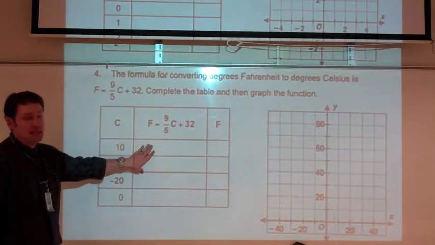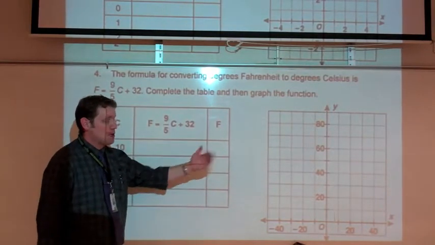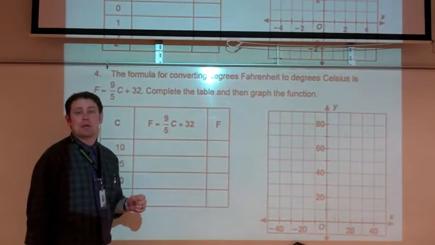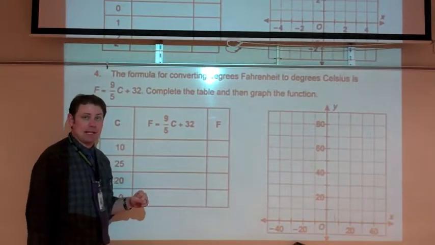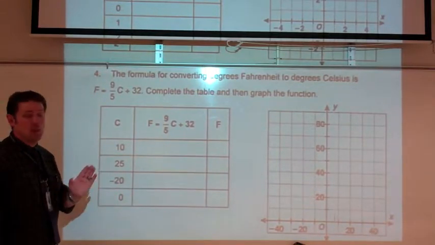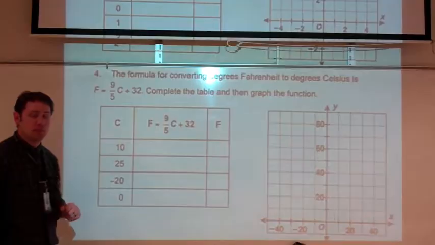Once you've inputted this in, solve for the Fahrenheit, I want you to graph it. This, again, will be graded. You'll be turning this in at the end of class. So go ahead and do this. Press pause. Once you're done, press play.